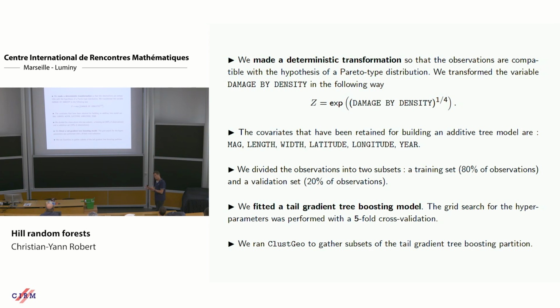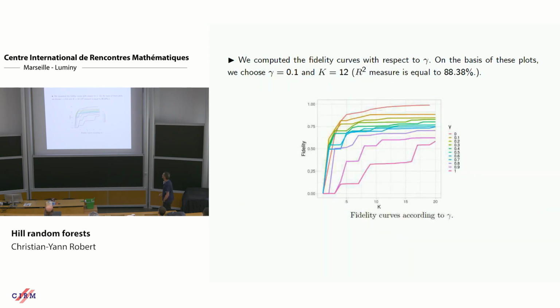So the aim is to divide the covariate space into subsets and to estimate the tail index for each subset. Okay, so usually we have a training set, a validation set. We estimate for the first step a gradient tree boosting. We use a 5-fold cross validation, etc. It is classical. We choose, after looking at these fidelity curves, that gamma should be equal to 0.1, and we decide to keep 12 clusters to divide the covariate space, so into 12 values.